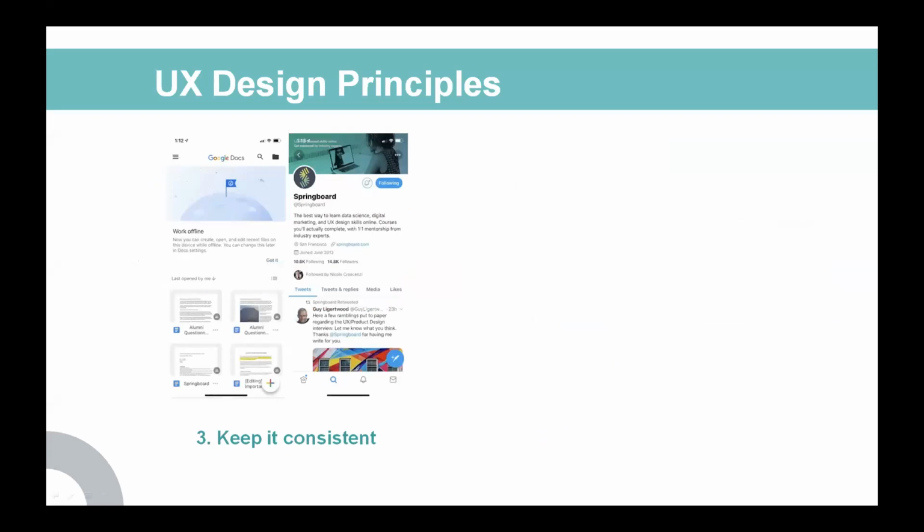Keeping it consistent: users expect products to share some similarities with other products they are using regularly. This makes it easy for them to become familiar with the new product without any additional learning cost. It may sound a little bit counterintuitive, but the more familiar your design is to others, the faster users can learn to use it. For example, Twitter and Google Docs are using floating actions in their interfaces.